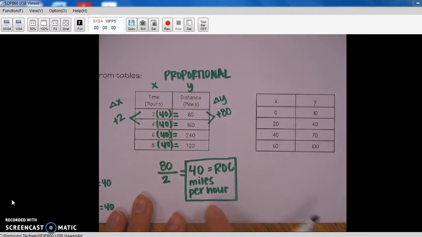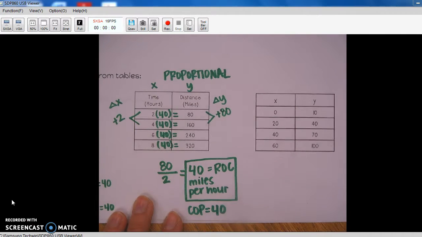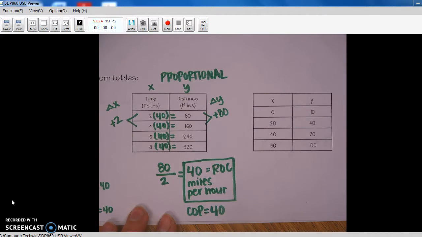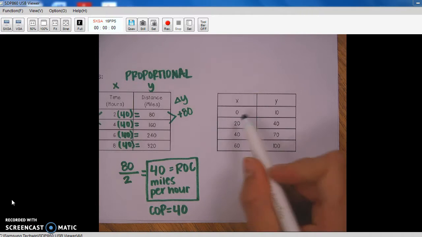So you know that means that my rate of change is also my constant of proportionality. So my rate of change and my constant of proportionality are 40 miles per hour. Okay, now let's look at the second table. So in this one we just have x and y.